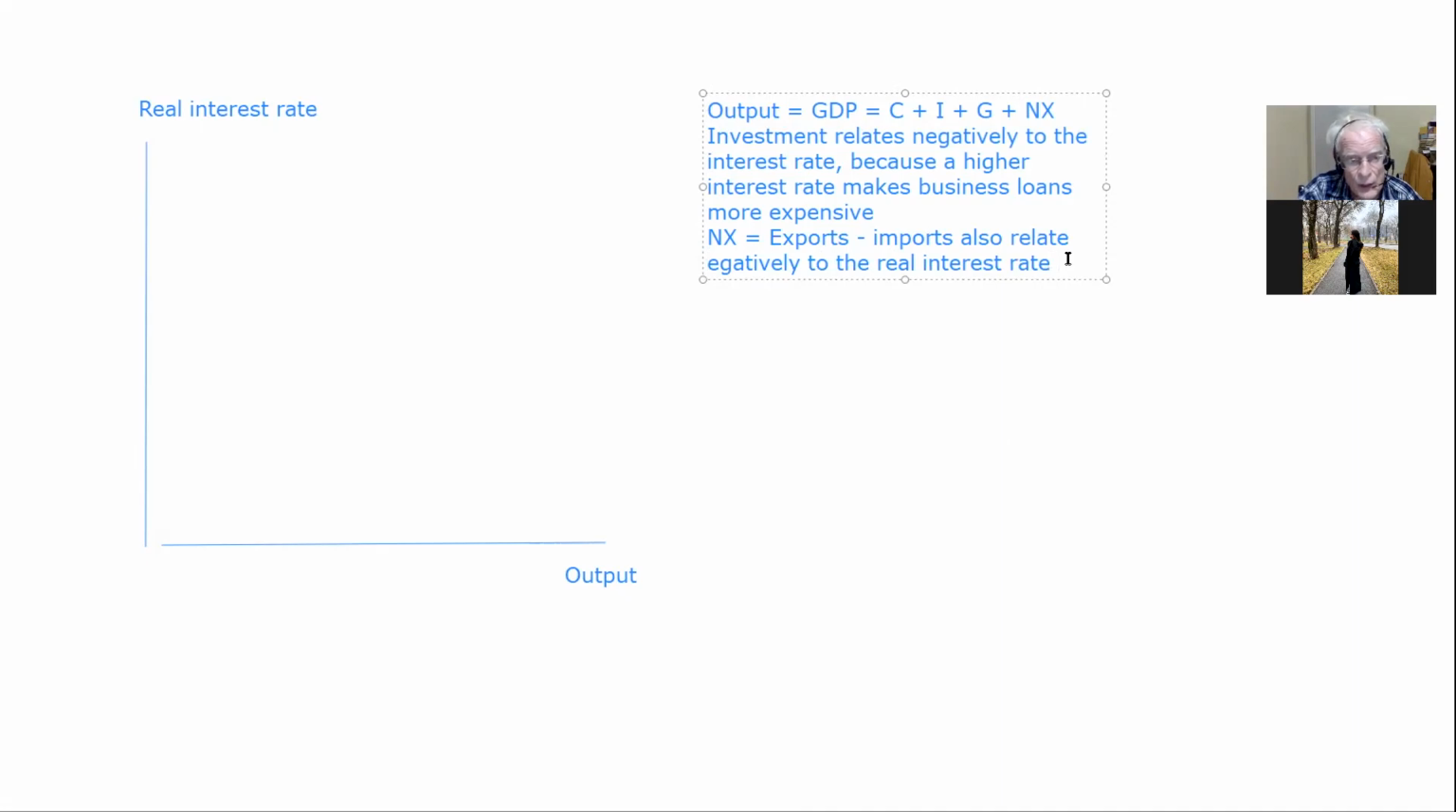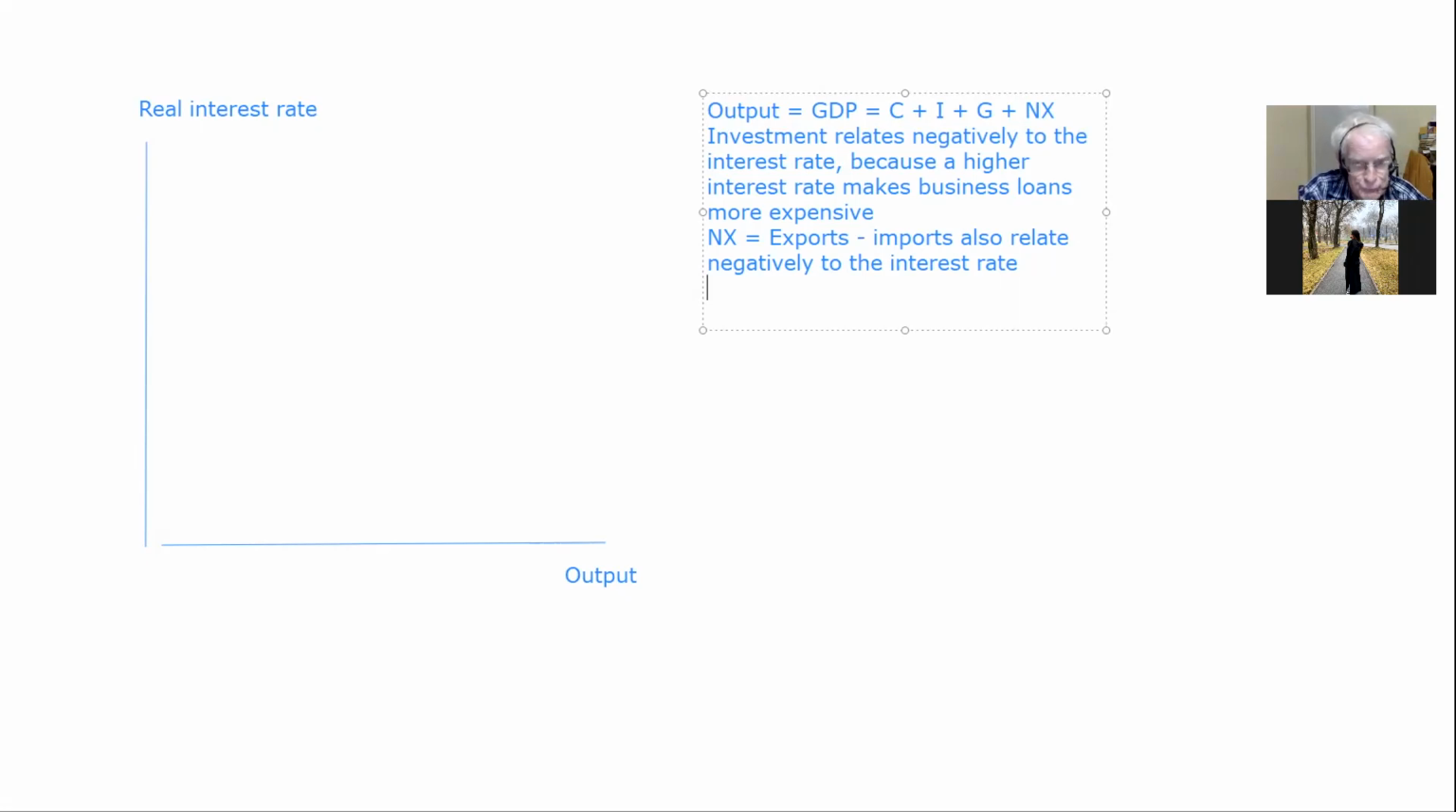If the interest rate increases, imports will be bigger than exports. If the interest rate rises, exports will fall and imports will rise. So net exports become negative, or more negative than before. It may still be a positive number, but it will be smaller than before. But why?